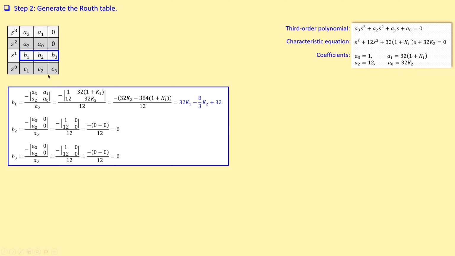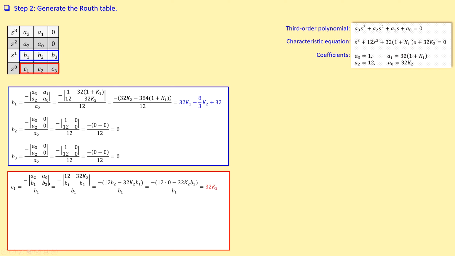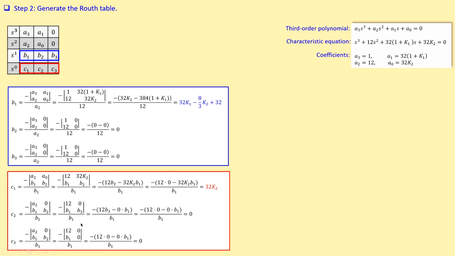Now let's look at this part of the table, which is the last row for s to the power 0. That means actually C1 first. So again, in a similar form as we did in the previous examples, you substitute the values in the formula, and you will get here 32K2. And this is also almost the case: what you have here for a0 will be here at C1. Now, if I do the math for the others, C2 and C3, it will always be 0, but for completeness, I have put it in here.